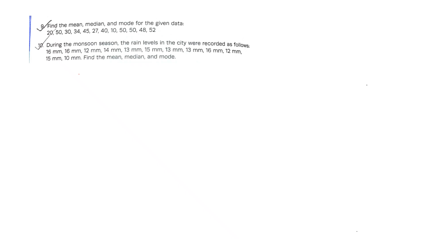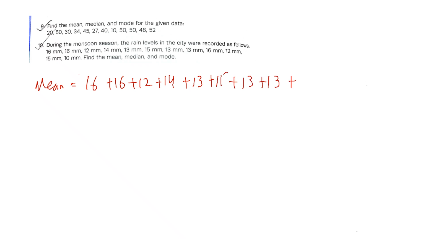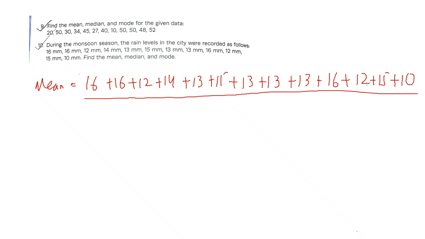So for coming up with the mean, I will simply add all the numbers, that is the rain levels in the city that were recorded. 16, I have 16 again, 12, 14, 13, 15, 13, 13, 13, 16, 12, 15, and 10. Okay, you have to add all these and you have to divide it by the total number of values, and the total number of values here are 12, so you will divide it by 12.